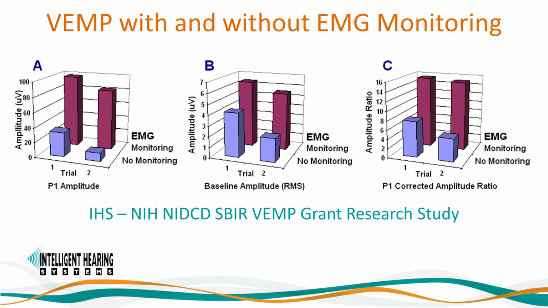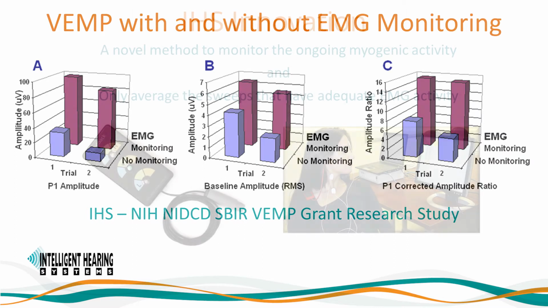IHS was provided with an SBIR research grant by the NIH NIDCD to study VEMPs with and without EMG monitoring. As you can see in graphs A and B, the amplitudes of P1 and baseline RMS were significantly higher and improved with EMG monitoring, resulting in improved amplitude ratios when the EMG tonic level was being monitored as compared to when it was not being monitored.